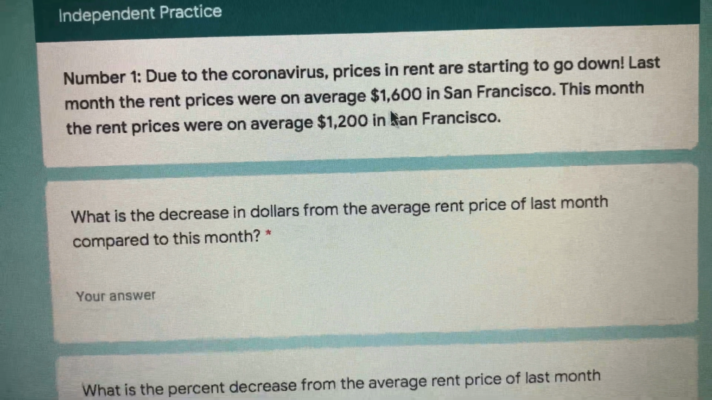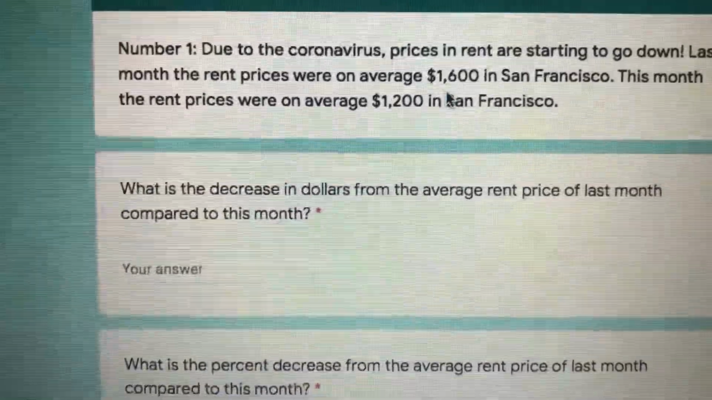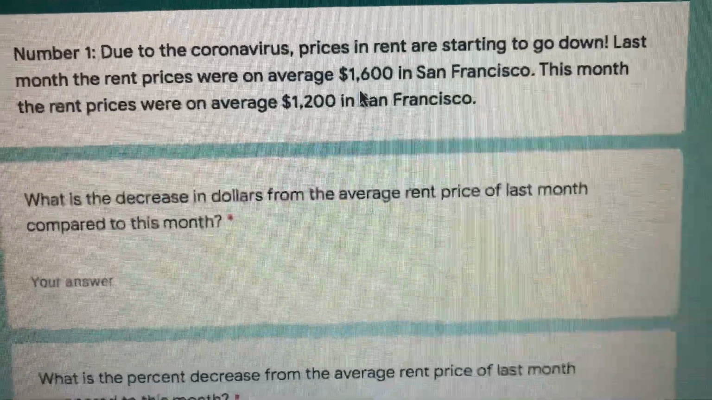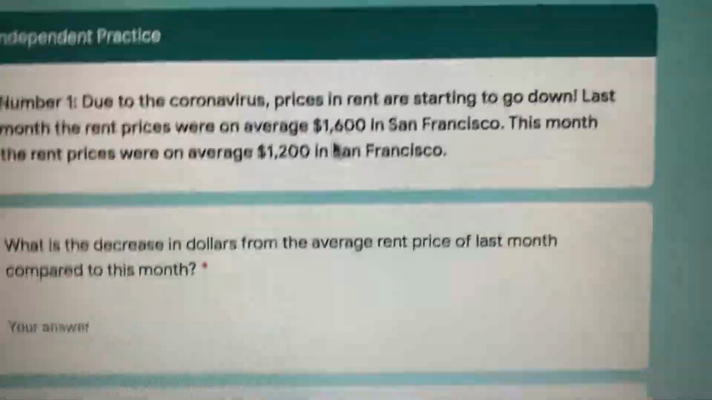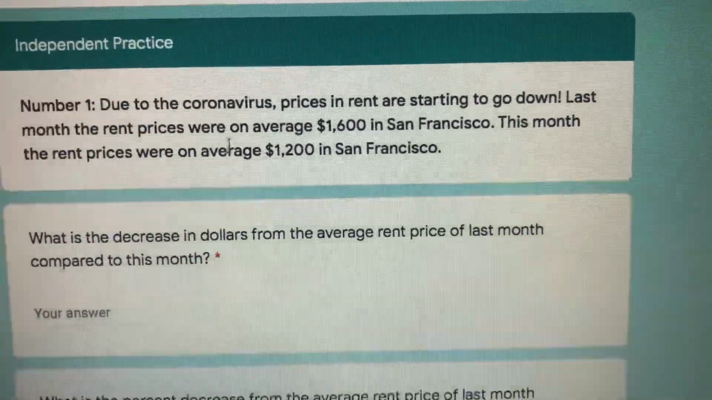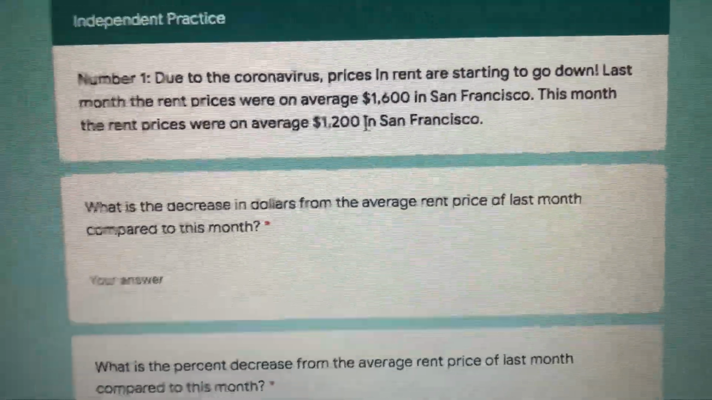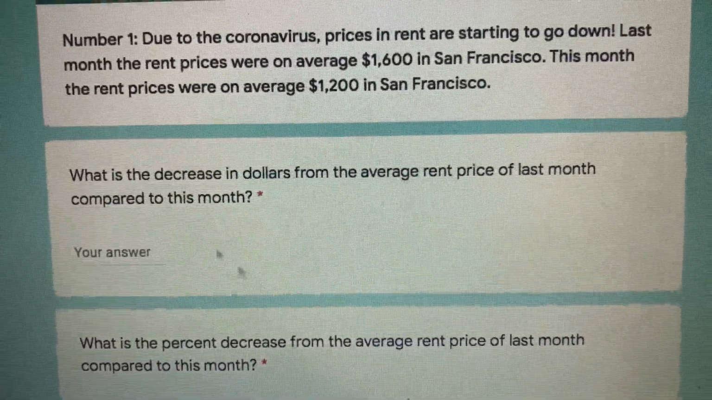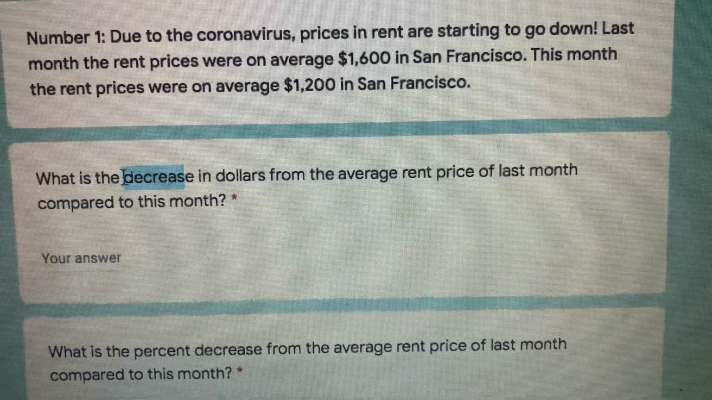So on the independent practice for number 1, we are going to go over and read this together. It says, due to the coronavirus, prices and rent are starting to go down. It's true. People just aren't buying anymore. So last month, the rent prices were on average $1,600 in San Francisco. This month, the rent prices were on average $1,200 in San Francisco. Now the question says, what is the decrease in dollars from the average rent price of last month to this month? So again, we want to figure out how much this is going down by.